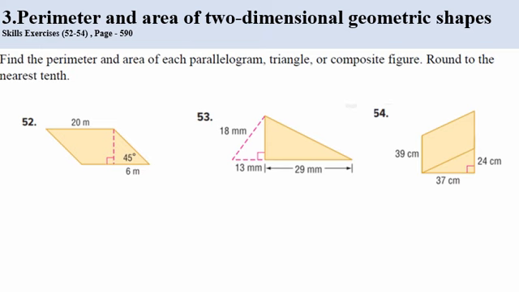In this video, let's talk about point number 3, perimeter and area of 2D geometric shapes. In this one, we have mixed figures. So first, let's talk about question number 52.